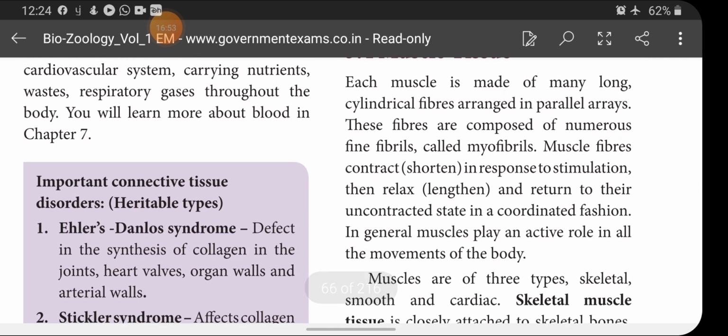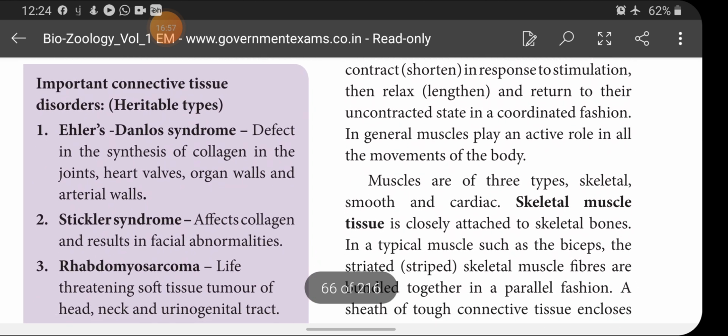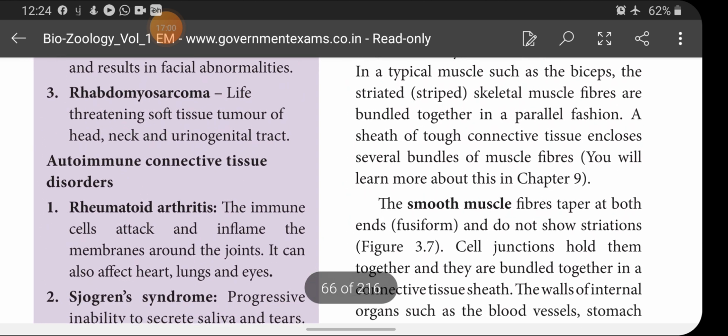Okay, then this important connective tissue disorders section, please go through it, children. You will get 1 mark, 2 mark, sometimes 3 mark questions.